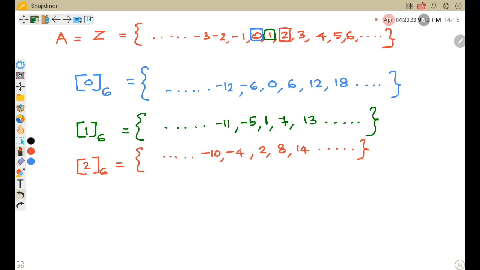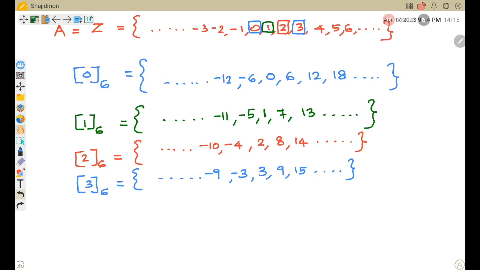Like this it continues. Now the next one, the congruence class of number 3 under modulo 6, correct? So we write 3. 3 plus 6 is 9. 9 plus 6 is 15, and like this it continues. And the negative part: 3 minus 6 is minus 3. Minus 3 minus 6 is minus 9. Like this it continues. Now in a similar way we will do the next ones also.